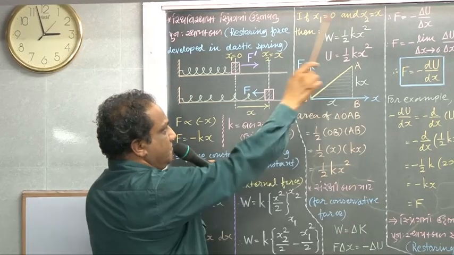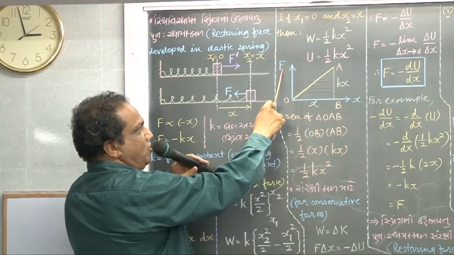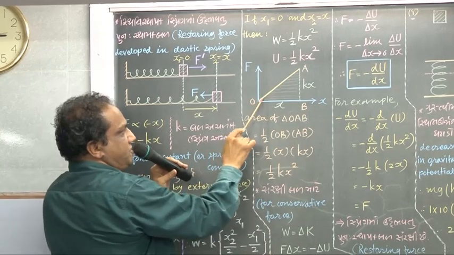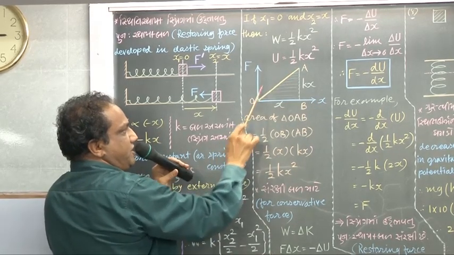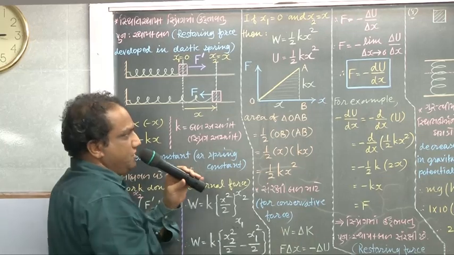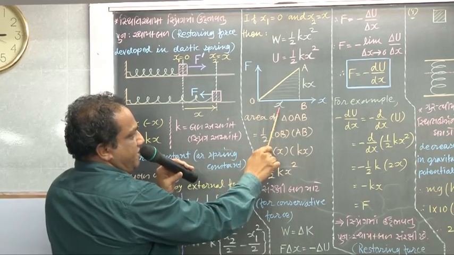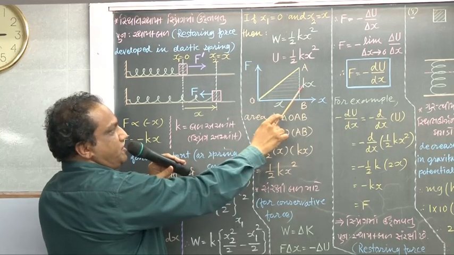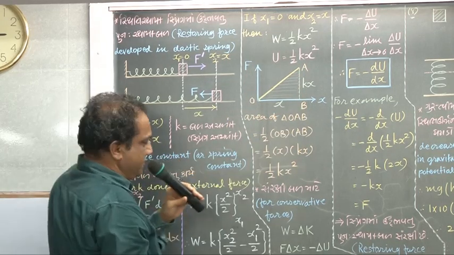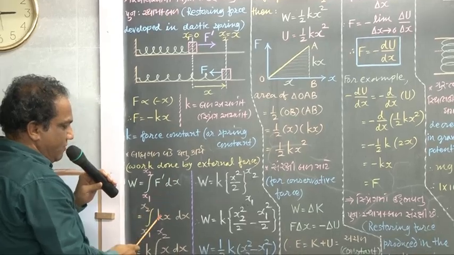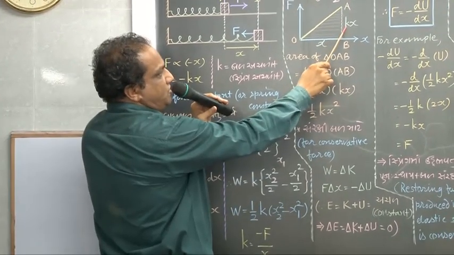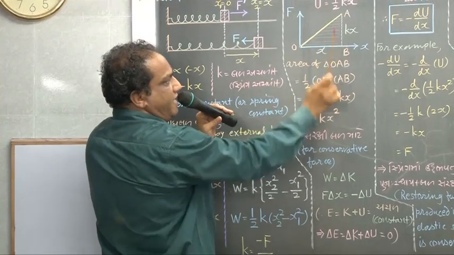Fine. If you plot a graph of the magnitude of external force versus displacement, then the graph is this. It is a straight line graph passing through the origin. This much displacement I am taking as x, and the corresponding value of external force is k into x. What is the magnitude of external force? Force constant k into displacement x.